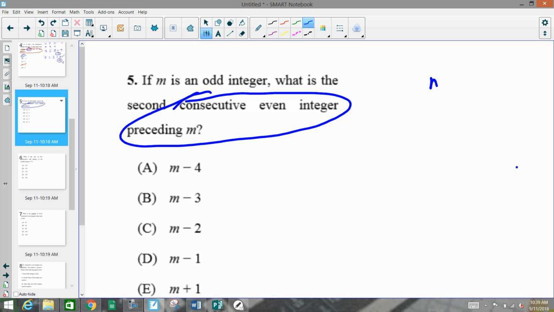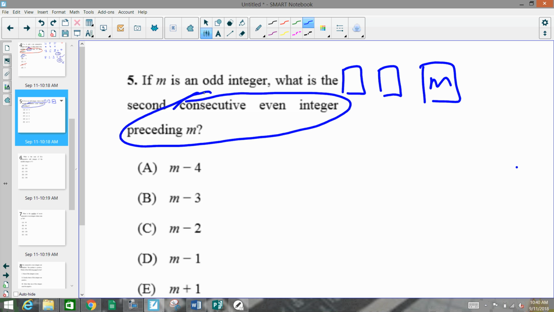M is an odd integer. What is the second consecutive even integer preceding m? Second, not the first one. This is the m here. I need the first preceding and then the second preceding. Does that make sense? Right.